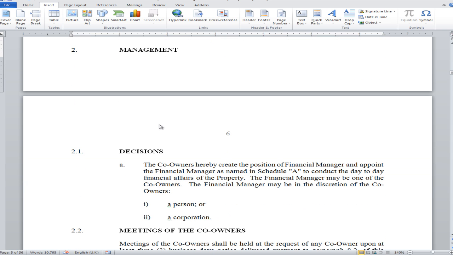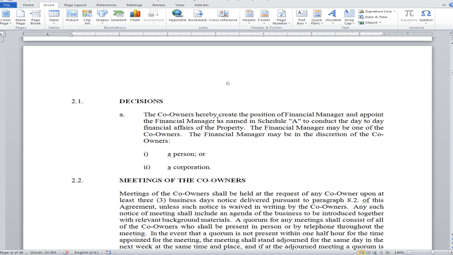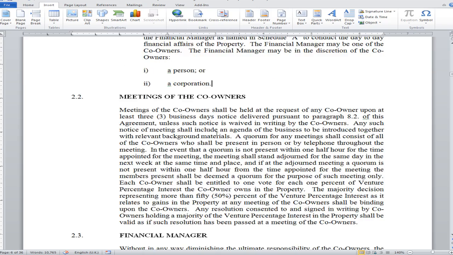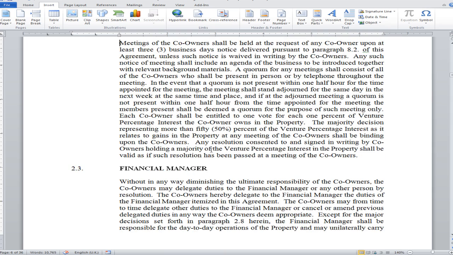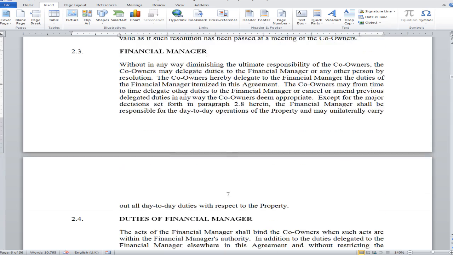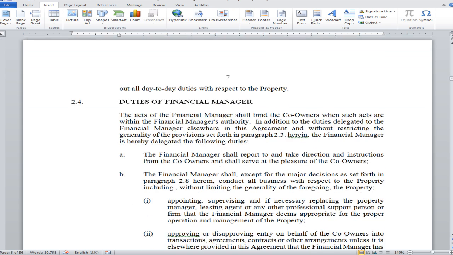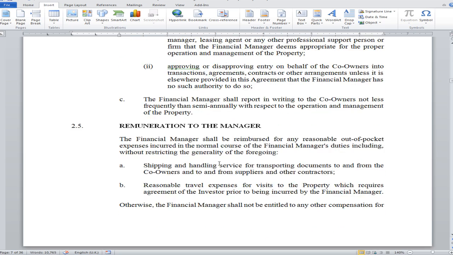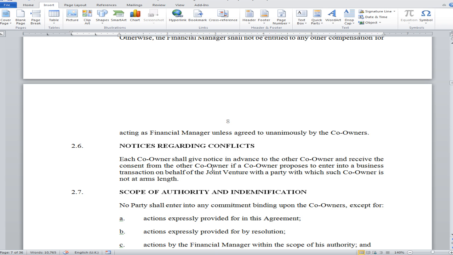So here's some of the management, the decisions. So the co-owners hereby create a position of financial manager appointed in Schedule A. So who's going to be the financial manager? It could be a person or a corporation. Meeting of the co-owners. So again, it's outlining all the responsibilities of the co-owners. And then we have the financial manager. So what are the duties of the financial manager right here? So everything is laid out. What is every single thing? Remuneration of the financial manager, notices regarding conflicts.